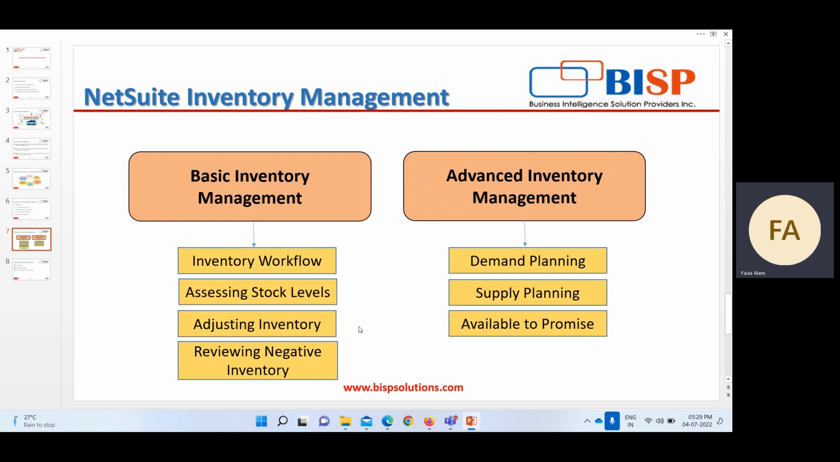Along with it, we have reallocation of inventory and how inventory transfer takes place. There are two ways in which inventory can be transferred. It can be transferred between bins of the same location, and inventory can be transferred between different locations. So in this manner we can have the basic inventory management.